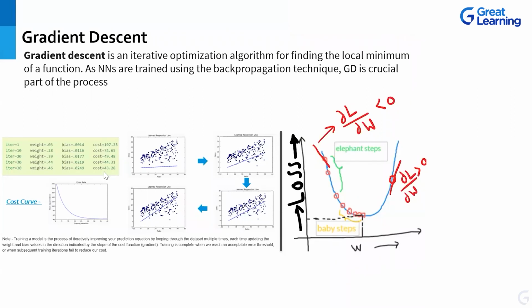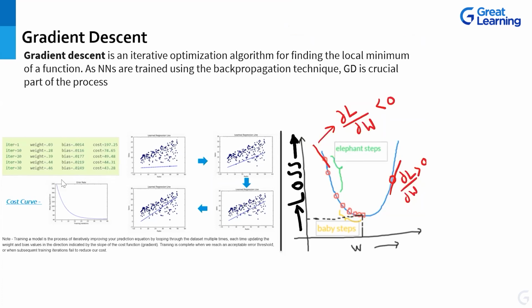Same thing, we do it again. We add more iterations. We reach more optimal points, and we keep doing it until we reach here, which is, suppose after 30 iterations, we have some weight, some bias, and then we have some cost, which is 43 something, as mentioned here.